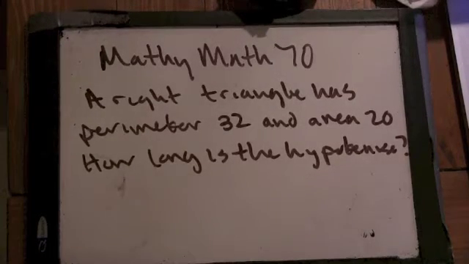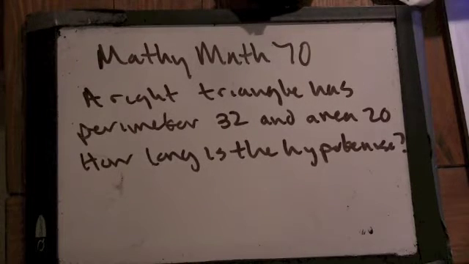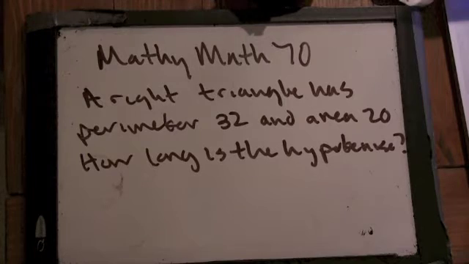MathyMath70. This is actually a really interesting problem. It's problem number 18 from the 2008 AMC 10A. A right triangle has perimeter 32 and area 20. How long is the hypotenuse?